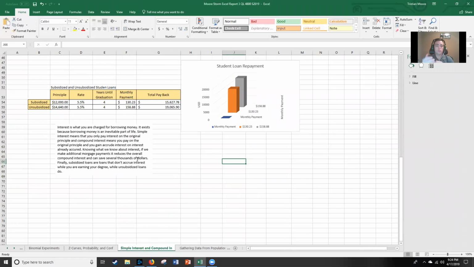But interest is what you're charged for borrowing money, and it exists because borrowing money is an inevitable part of life, and you can't expect to get anything for free. If you need money to buy a house, your bank can loan it to you, but of course they need to make some money. So simple interest means that you only pay interest on the original principal, and compound interest means that you pay on the original principal and you gain accrued interest on interest already accrued.